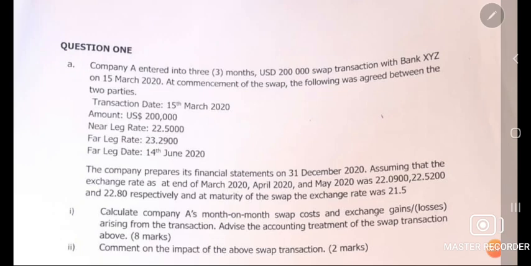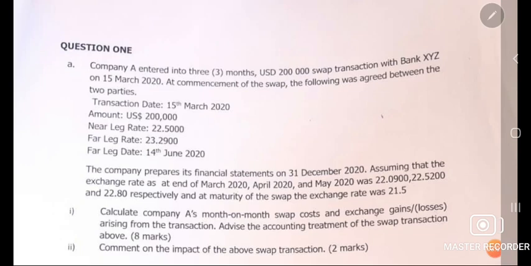That's your far leg. Now the company prepares its financial statements on 31st December 2020, assuming that the exchange rate as at end of March 2020, April 2020 and May 2020 was 22.09, 22.52 and 22.80 respectively. At maturity of the swap, the exchange rate was 21.5. They're asking, in part 1, calculate company A's month-on-month swap costs and exchange gains or losses arising from the transaction. Then advise the accounting treatment of the swap transaction above.